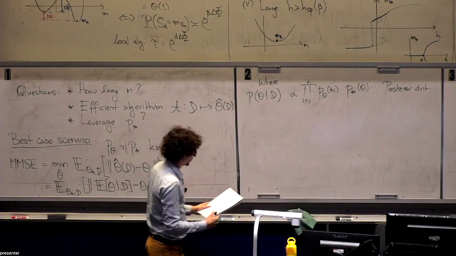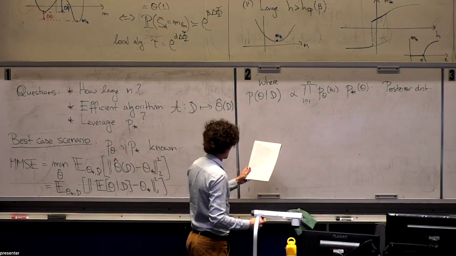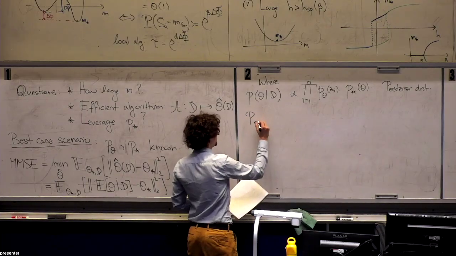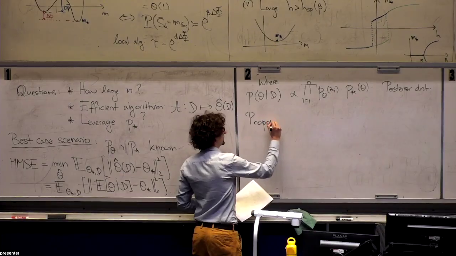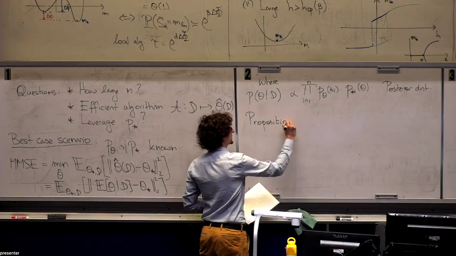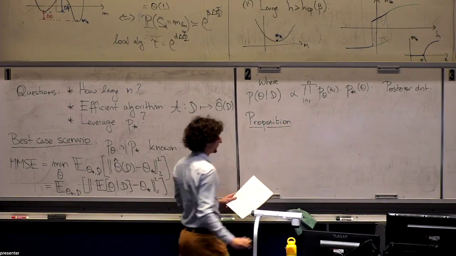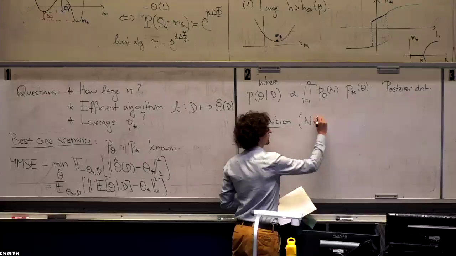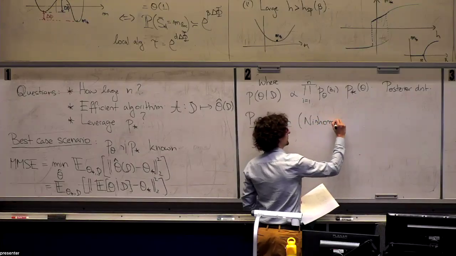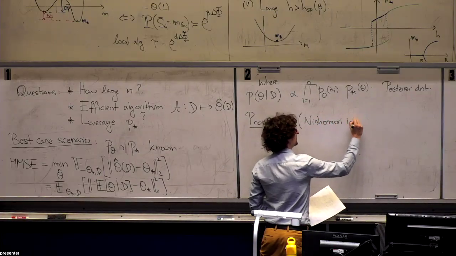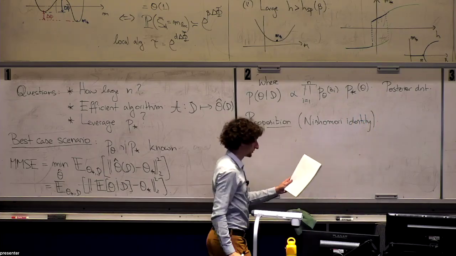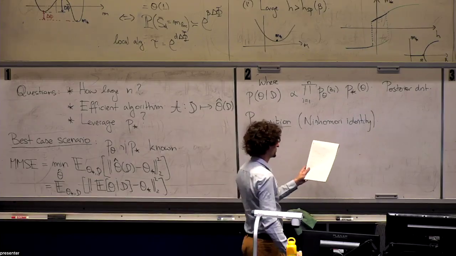Right. So I just want to say one thing, which is something that we don't see very often in statistics books, but it's going to be important for us. So I just want to mention this result. It's called the Nishimori identity. And we will need it later, so that's a good place to introduce it.